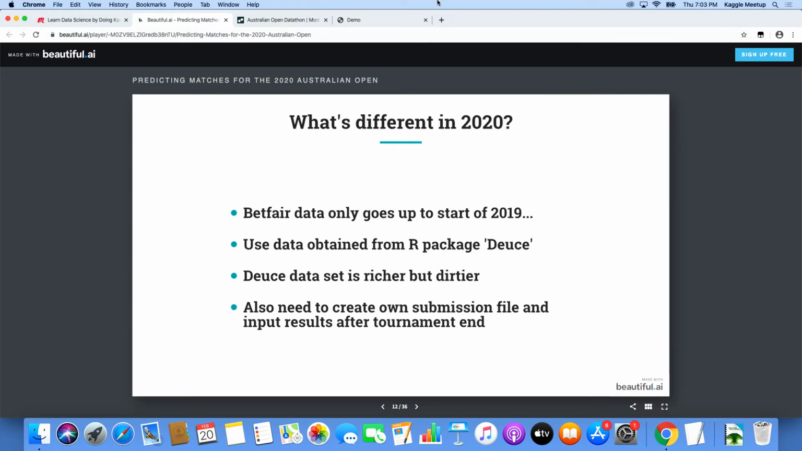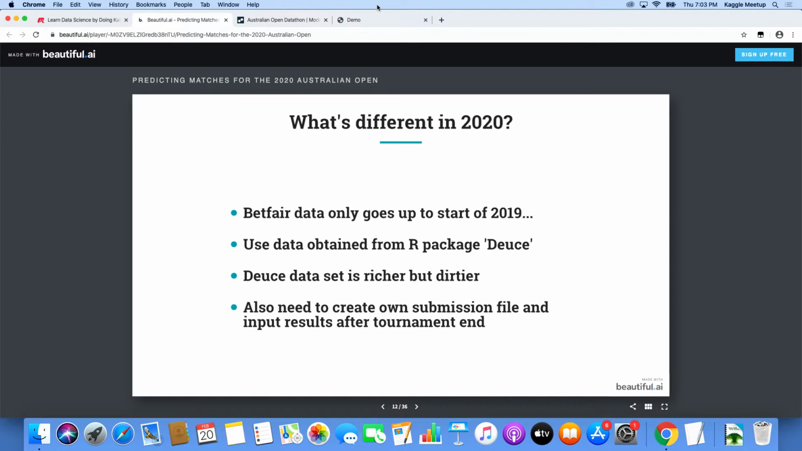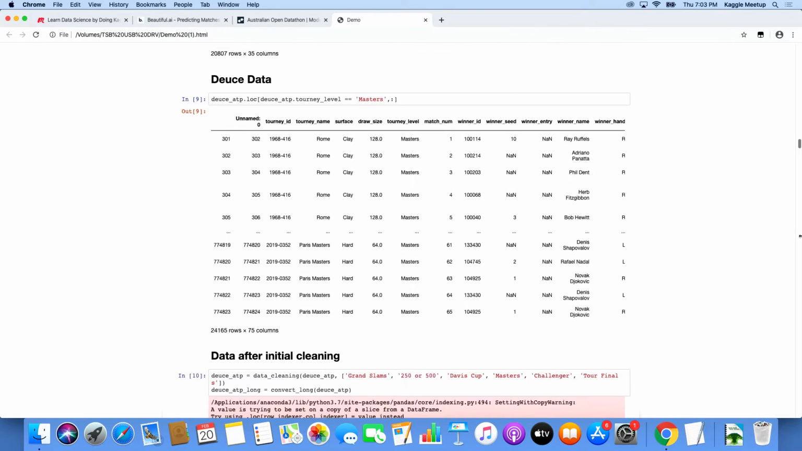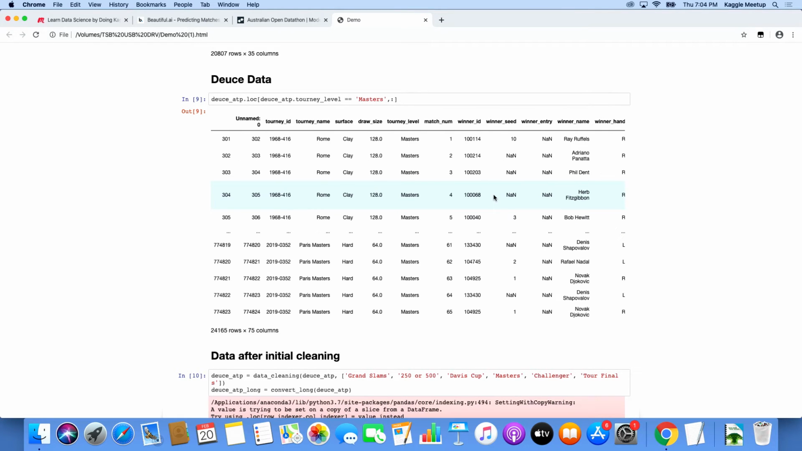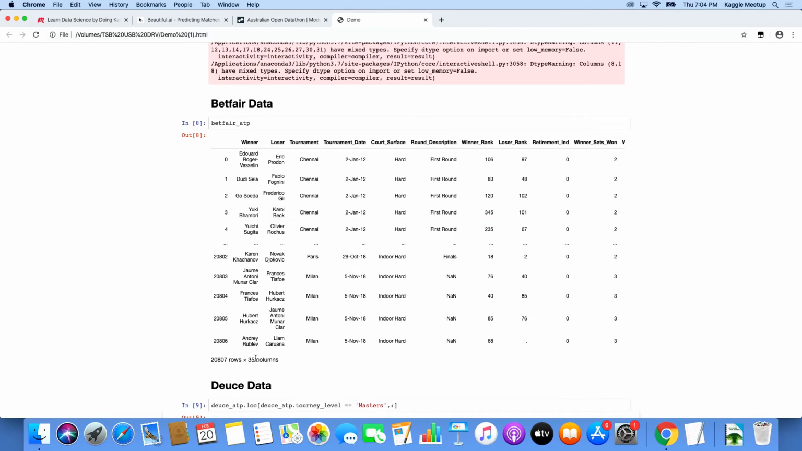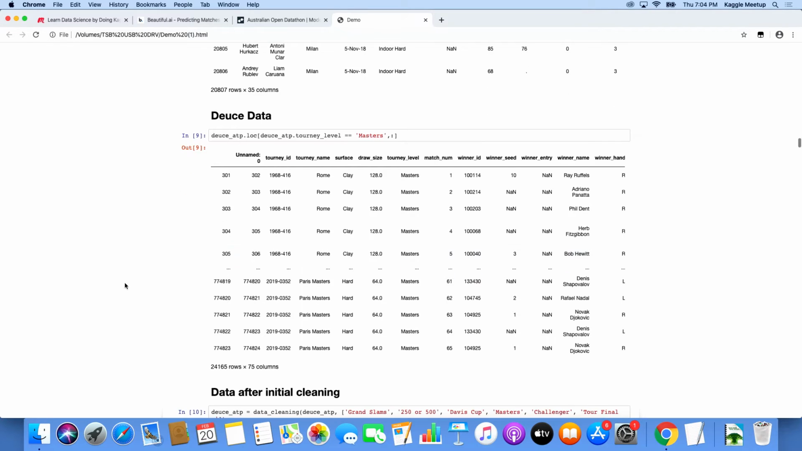Its name is Deuce, and they scrape match level data from a bunch of different sources, one of them being Jeff Sackman's repo. He's a big guru in tennis analytics. Essentially it's the same format, but it's richer and also a little bit dirtier. By richer I mean it has more variables. In total we have about 75 different columns for the Deuce data set, compared to the Betfair data, which is only 35. So a lot more interesting things to work with.